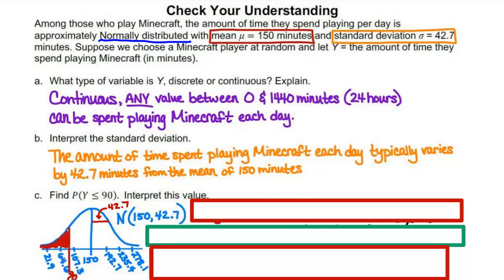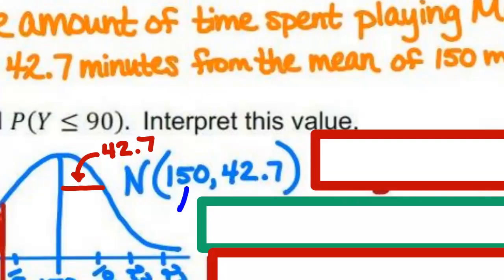You have to show your mean. You have to show your standard deviation. You have to show that it is normal, so capital N. Put your mean and your standard deviation inside parentheses. It is usually a good idea to label those: mean and standard deviation.